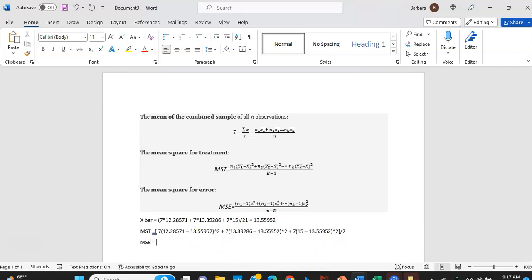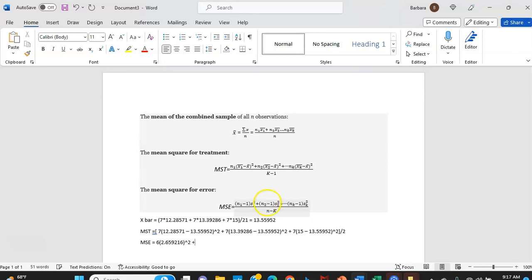But our MSE, let's go ahead and deal with that one. We want to take our sample size of the first group minus 1. So 7 minus 1, it's 6. And then we want to take the first standard deviation that we got from our group, 2.659216, and we're going to square that.